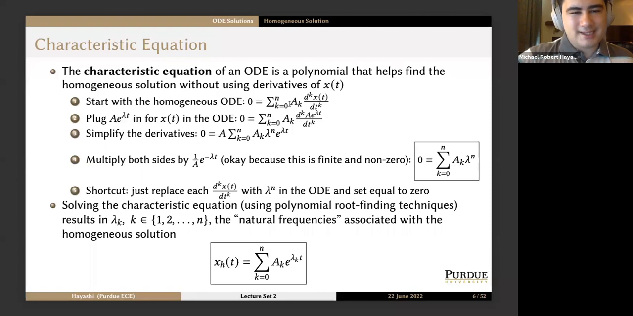Now, we assume x of t is going to be of the form a e to the lambda t. So we plug that in for x of t, and we're taking the kth derivative of a e to the lambda t. Well, when you take the kth derivative of this, the a will stay out front. So all these terms will have a big A out front.